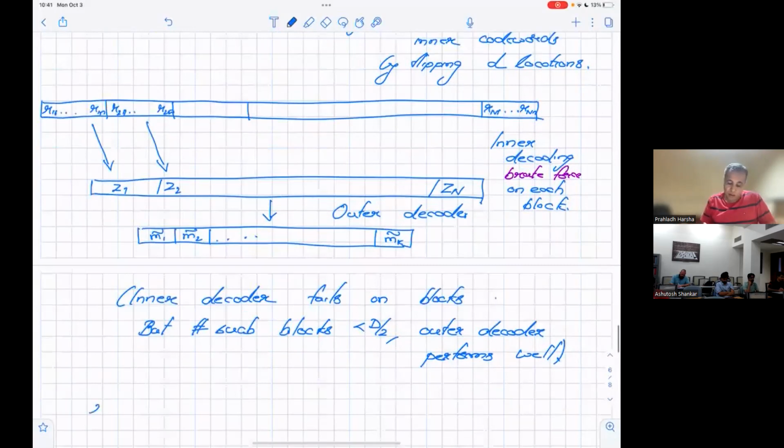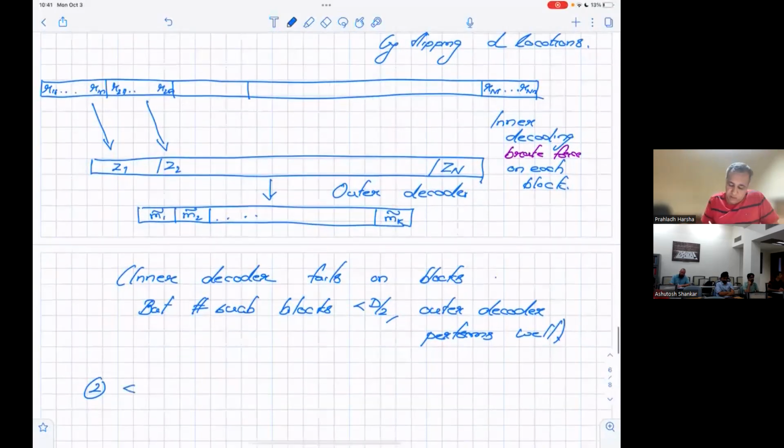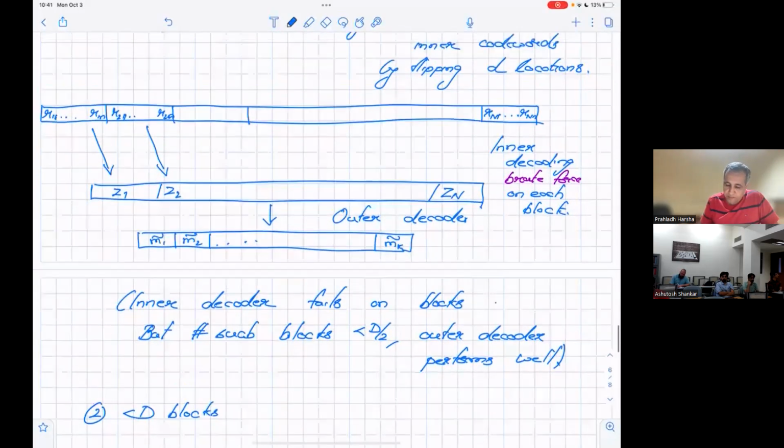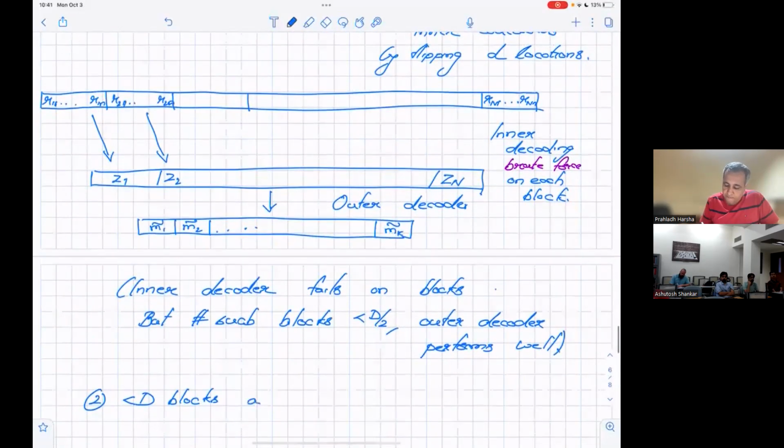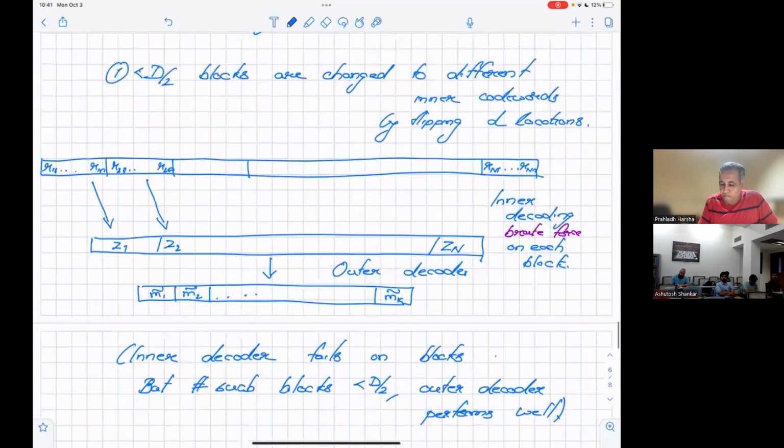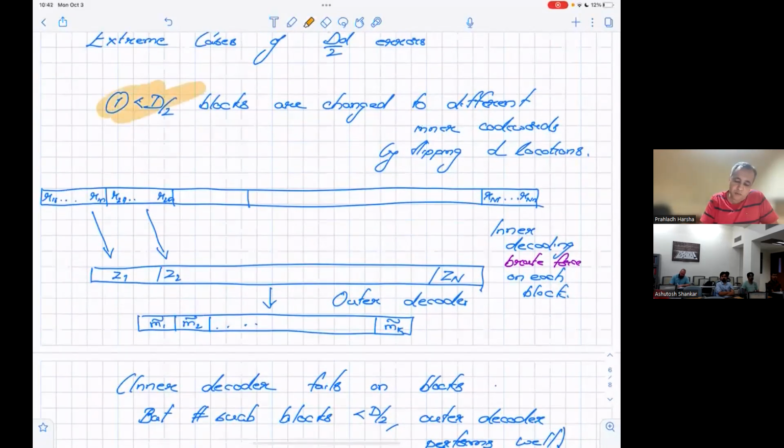Now let's do the other extreme case in which less than D blocks have d by 2 flips in there. That was case 1.